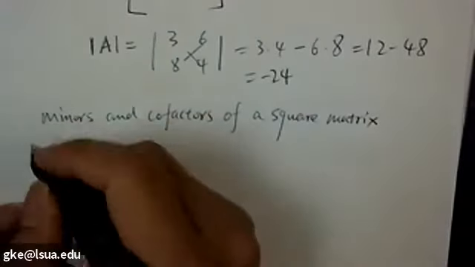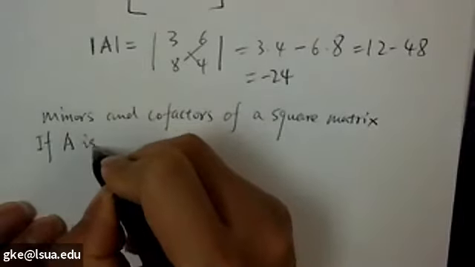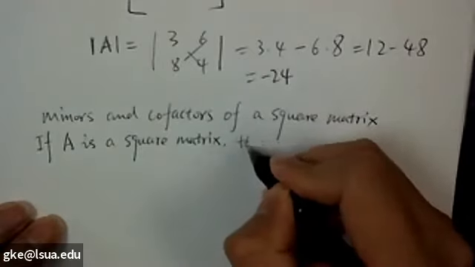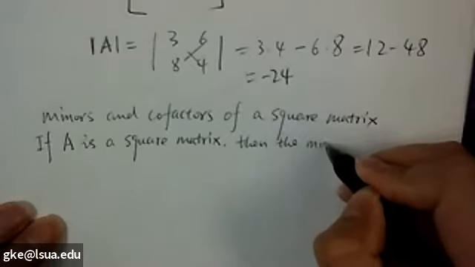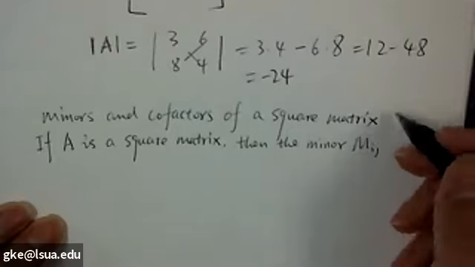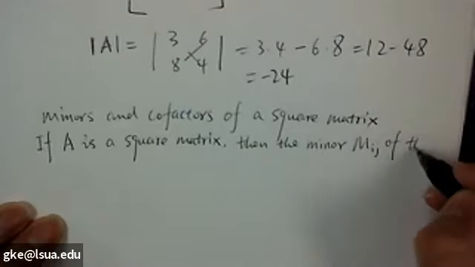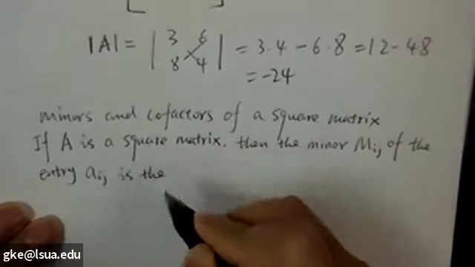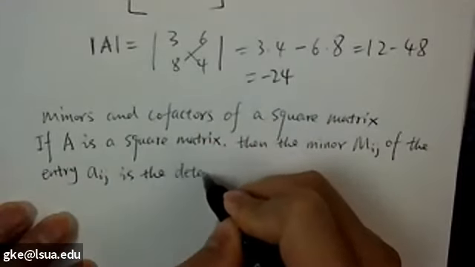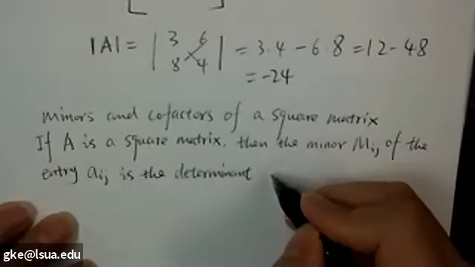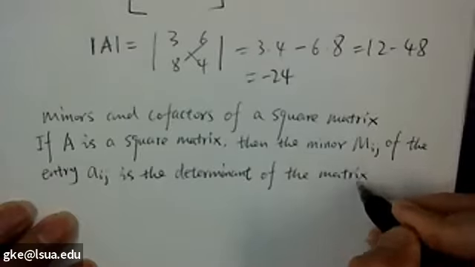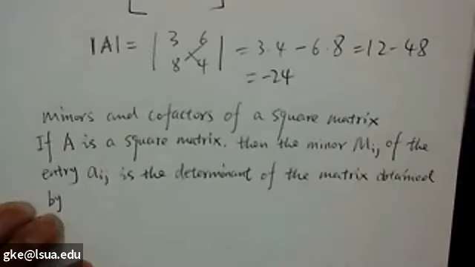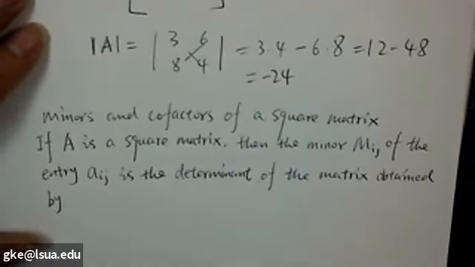Now let's take a look. If A is a square matrix, then the minor Mij of the entry Aij is the determinant of the matrix obtained by deleting the ith row and the jth column. Okay.